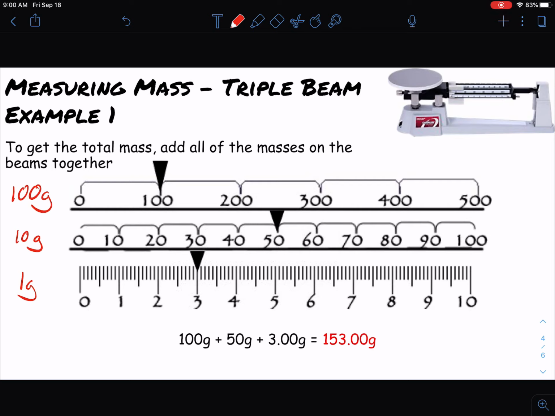So when you're looking at this now, the 100-gram and 10-gram are easy to read. But when we get to this 1-gram beam, it should look familiar. It should look very familiar. It is the same looking image as a meter stick. Even though you are not measuring in meters, everything is measured in grams. This is 3 grams, 4 grams, 5 grams, 6 grams, 7 grams, 8 grams, 9 grams, 10 grams. Everything is measured in grams now, but it looks exactly the same.